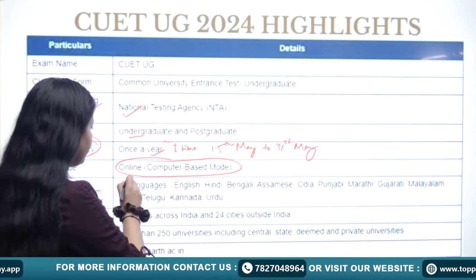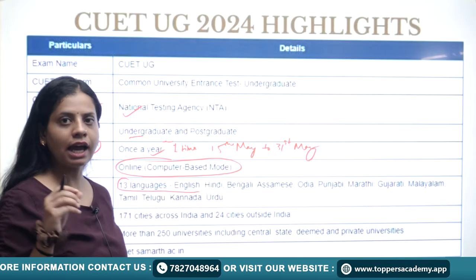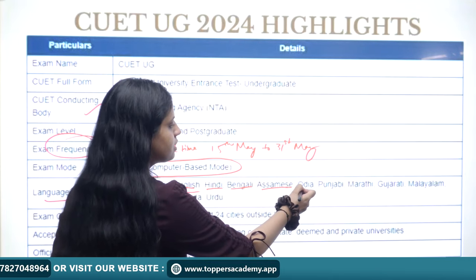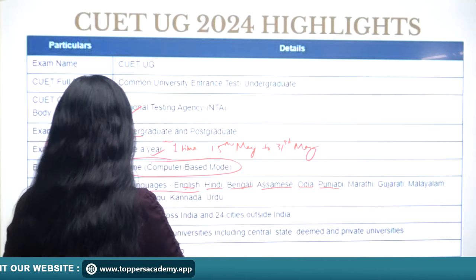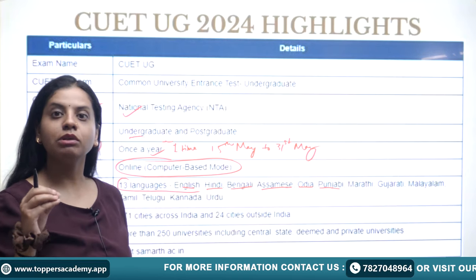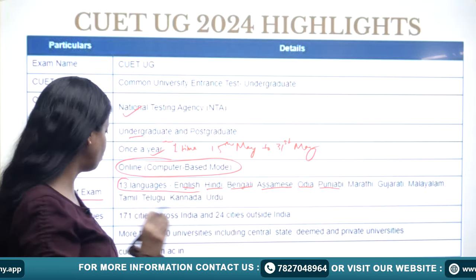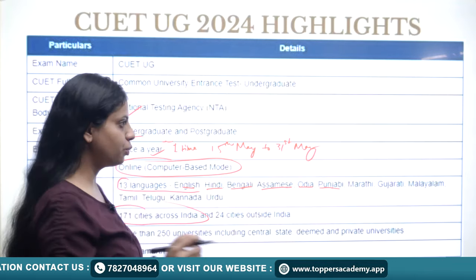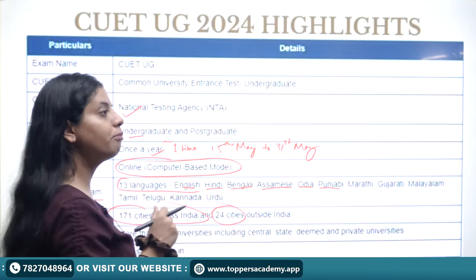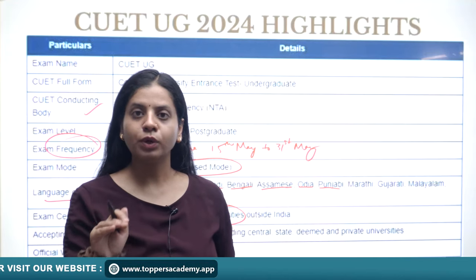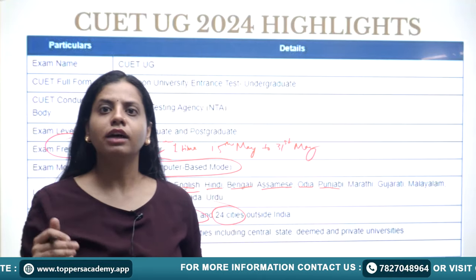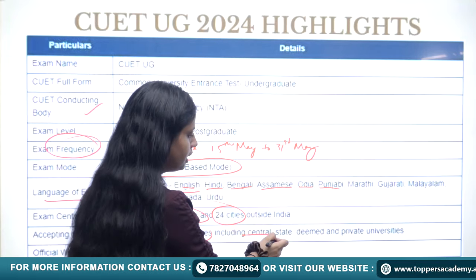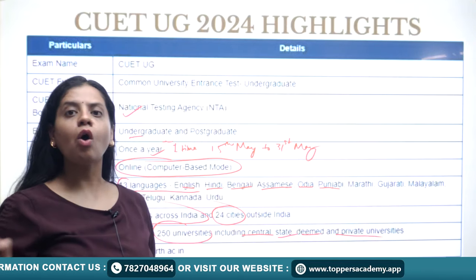How many languages will be there? In total, 13 languages. In 13 languages, this exam will be conducted. For say, your English, Hindi, Bengali, Assamese, Uriya, Punjabi, and so on, right? Along with that, what will be the exam centers? There will be on an average more than 171 cities across India, and outside India there are 24 centers. We talk about how many participating universities will be there in total. In total, 250 universities, including your central, state, deemed and private universities, all will be included in it, right?